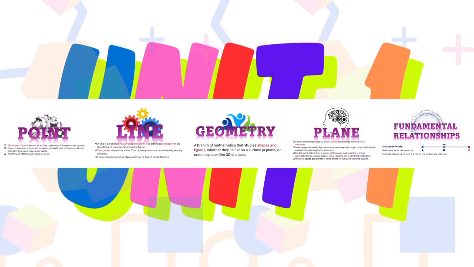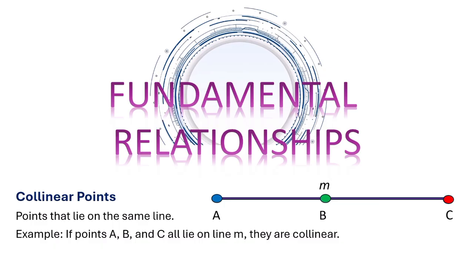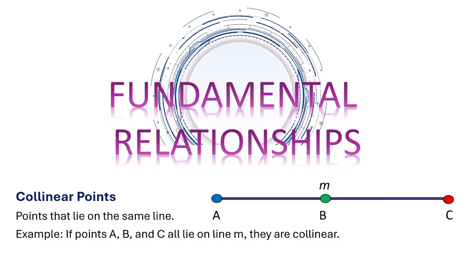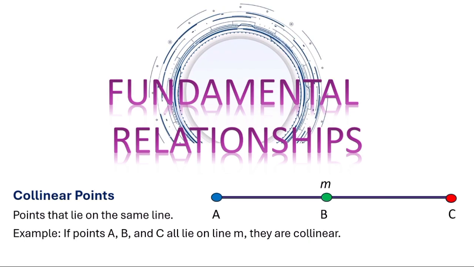Now, let's talk about the fundamental relationships. First, we have collinear points. Collinear points are points that lie on the same line. For example, if points A, B, and C all lie on line M, then they are collinear. So points that lie on the same line are called collinear points.